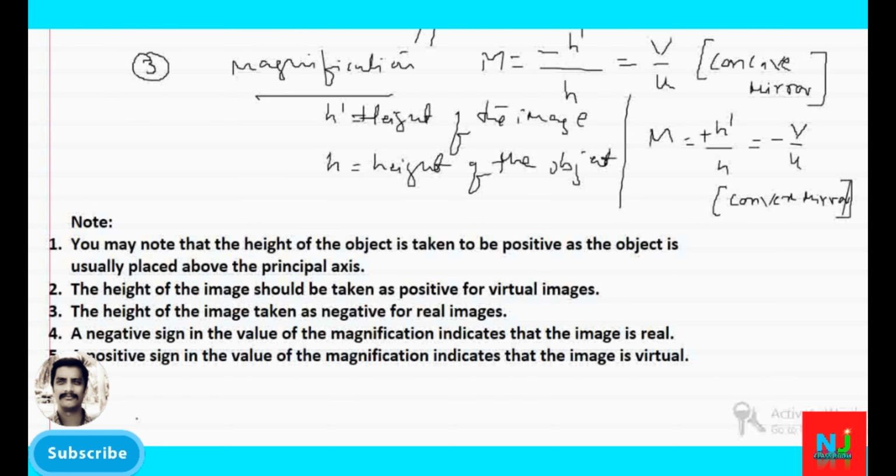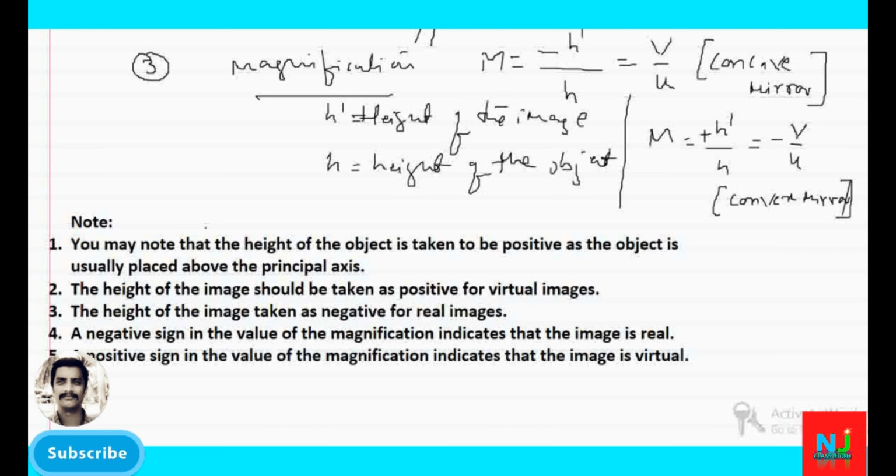Coming to the magnification, one thing we must know. The height of the object is taken to be positive because it is in the upward direction, usually placed above the principal axis. The height of the image should be taken as positive for virtual images and negative for real images. Because of that, it is positive in the case of the convex mirror. The negative sign in the value of the magnification indicates that it is a real image.